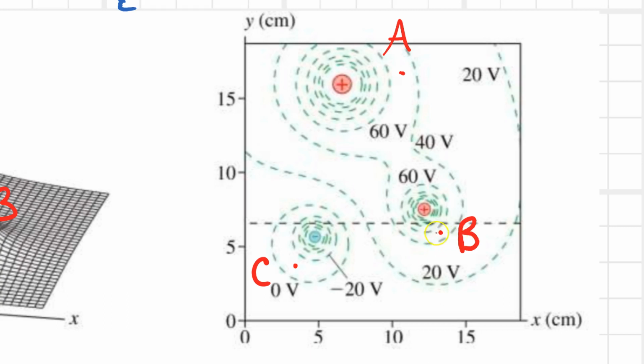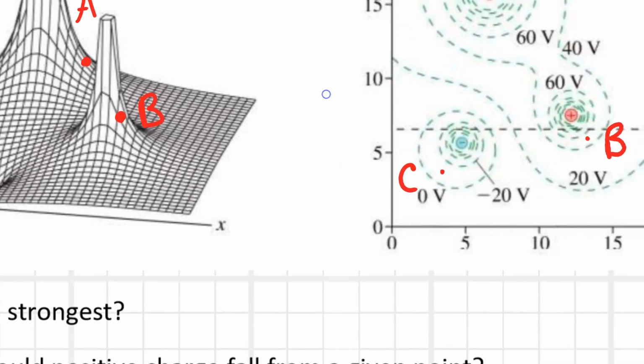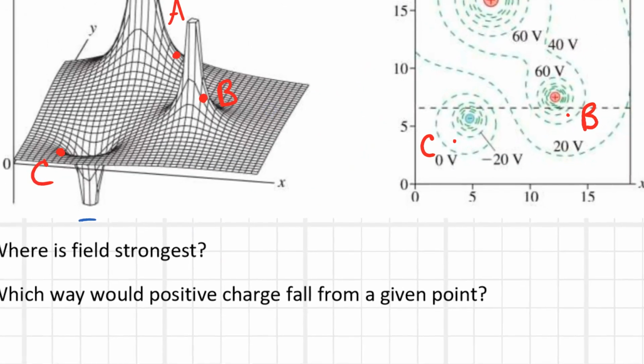So look at the space between the 40 and the 60 volt lines. Over here, the distance is farther, and over here, the distance is farther. So there's a clear winner when we look on that diagram. So where is the field strongest? I can switch to blue here. I would say B is the strongest.